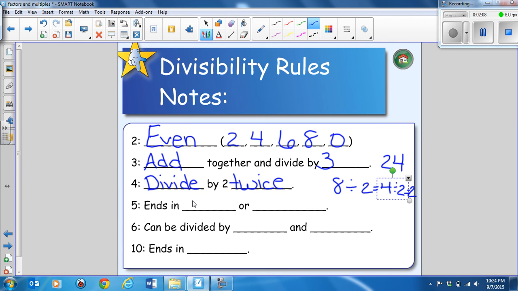5. If it ends in a 5 or a 0, we can divide by 5. 6. We can divide by 6 if we can divide the number by 2 and if we can divide the number by 3. So let's look at 12. 12 divided by 2 is 6 and 12 divided by 3 is 4. So that means it's also divisible by 6. 12 divided by 6 is 2. And then 10. If the number ends in a 0, we can divide by 10. Please pause the video if you need to copy any of these notes.